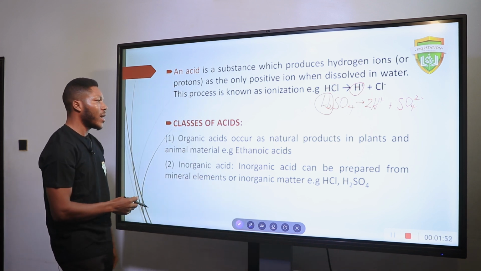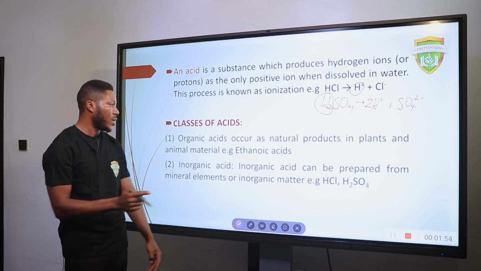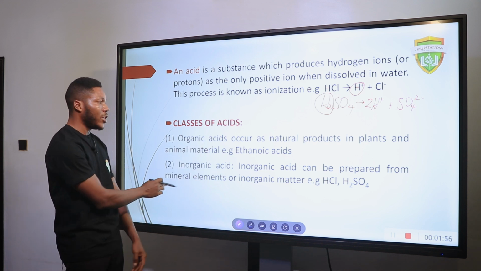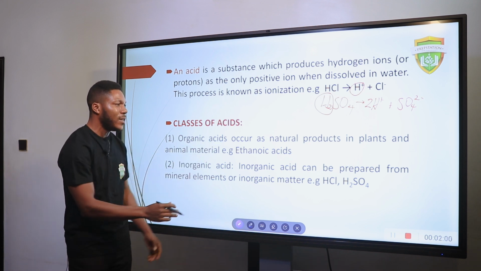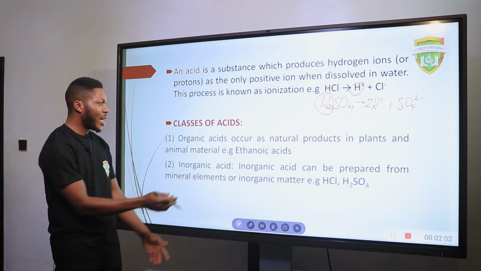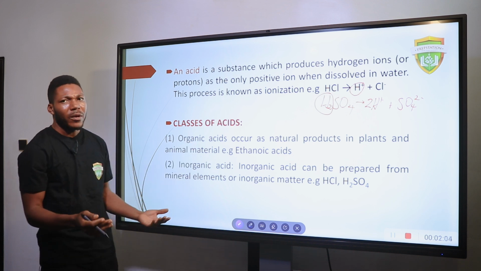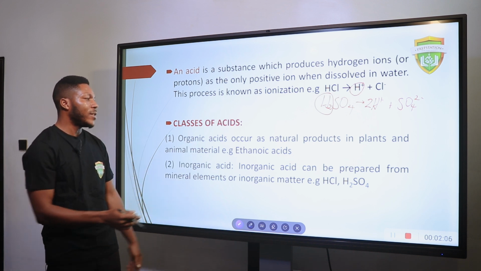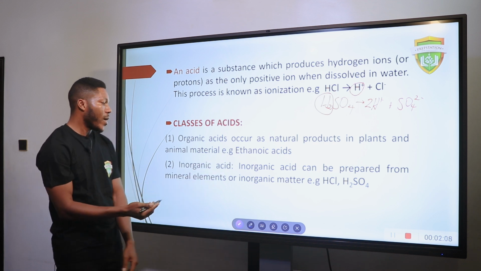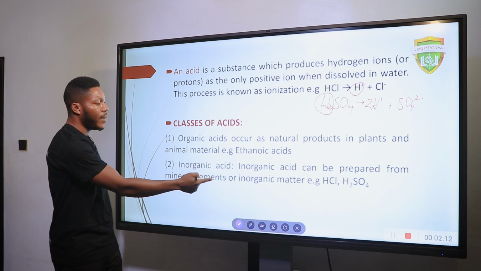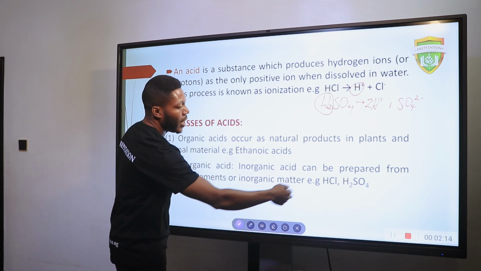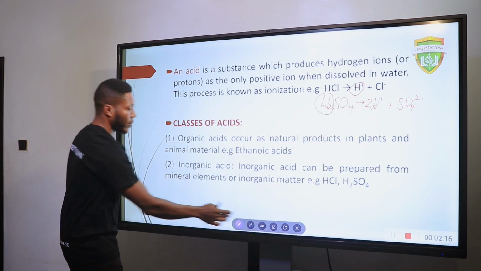All right, we have classes of acid. The 2 major classes of acid are organic acid and inorganic acid. From the word organic, organic means natural products. So these are acids that are obtained naturally from plants and animals, example, ethanoic acid, whereas the inorganic are man-made acids, prepared from mineral elements, example, HCl, H2SO4.